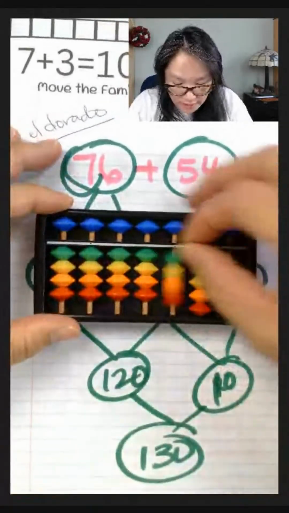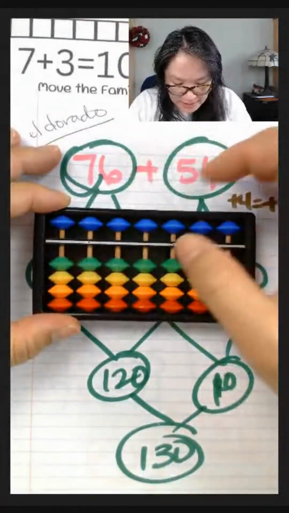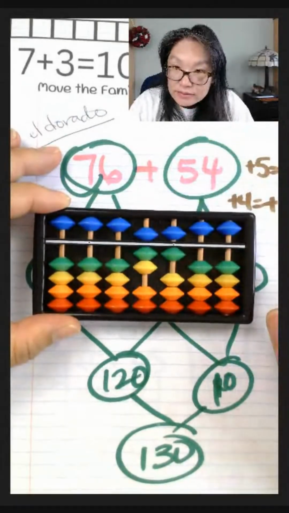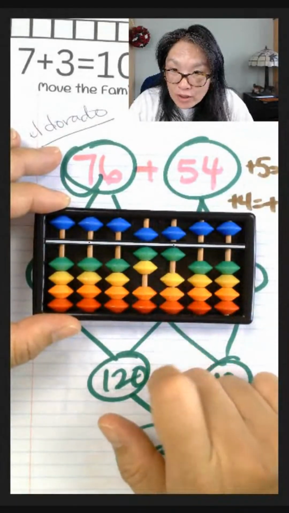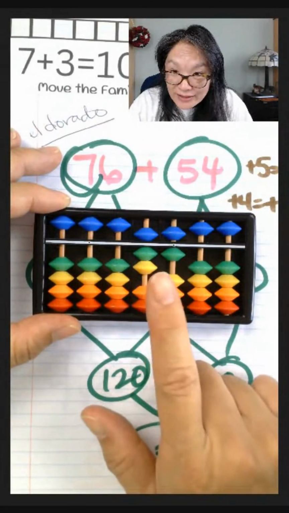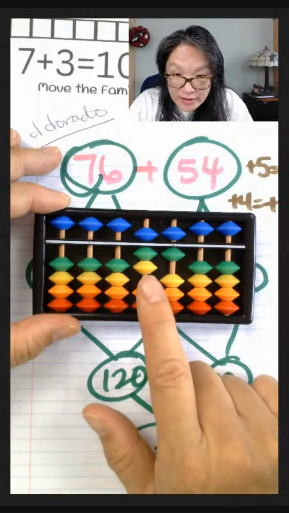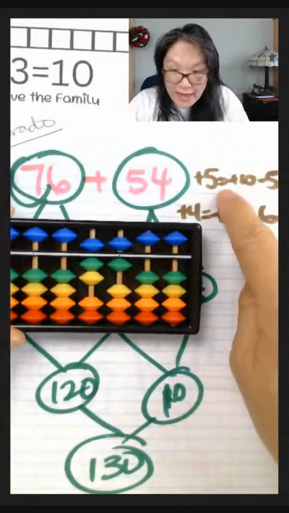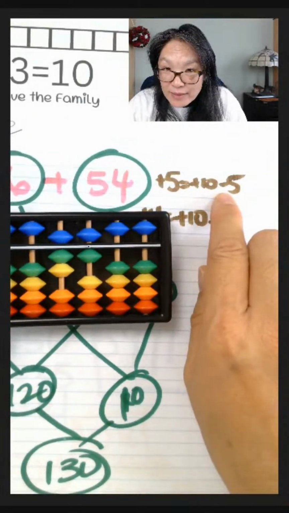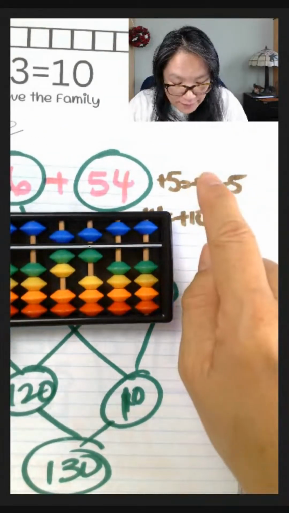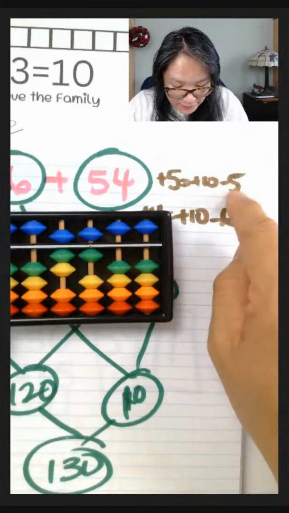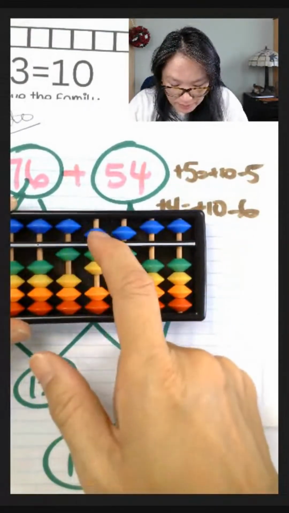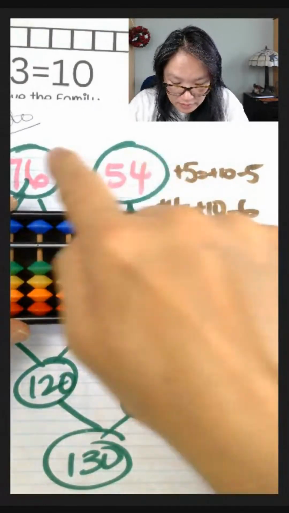We can do it on the abacus. We have 76. I want to add 54. Add the 5, add the 4. How do you add the 5? There's not enough beads to add the 5. We know how to add the 5. Add the 5 is what? Plus the 10 minus the 5. So we're going to plus the 10 minus the 5, right?